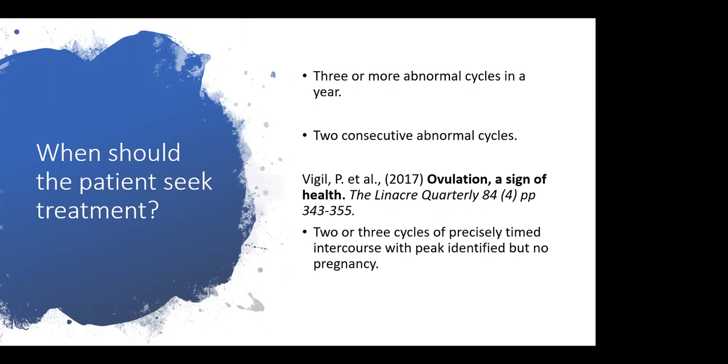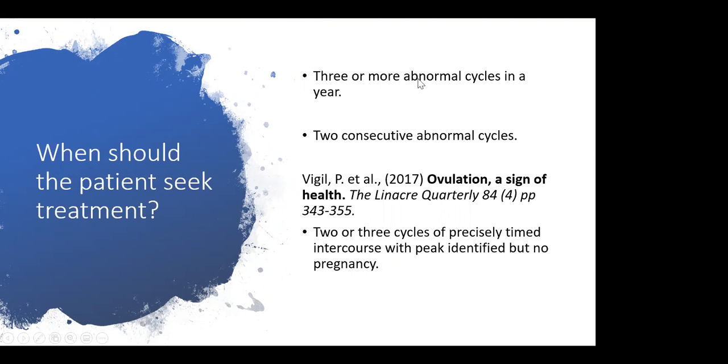But when then should you refer the patient for treatment? Dr. Vigil has published that those guidelines are if the patient has 3 or more abnormal cycles in a year or 2 consecutive abnormal cycles. Now we can get into and do a whole talk on what abnormal cycles are. We have that talk. It's called the continuum.